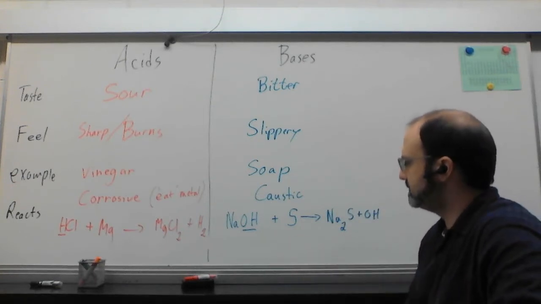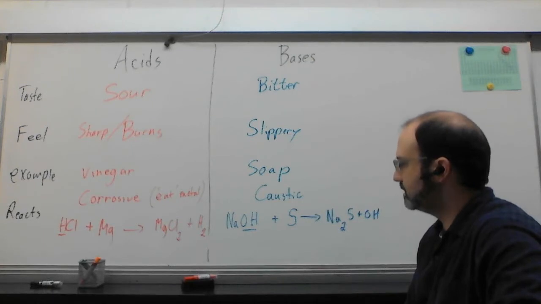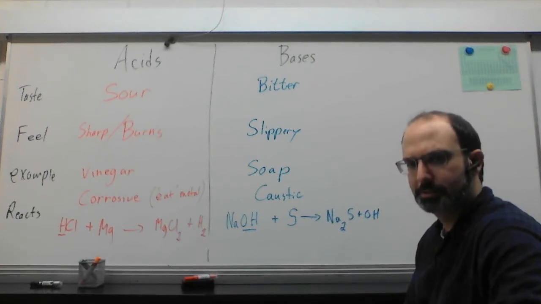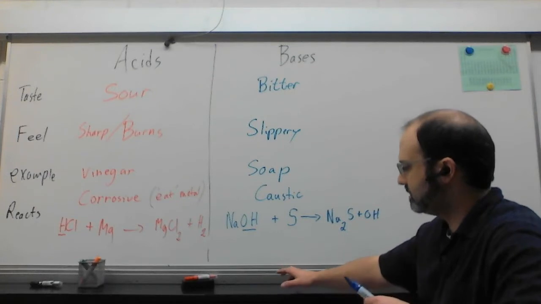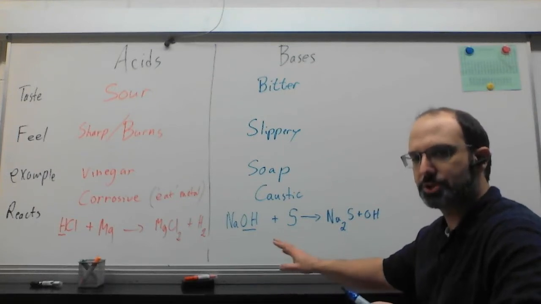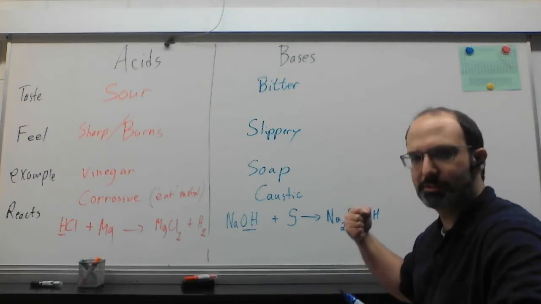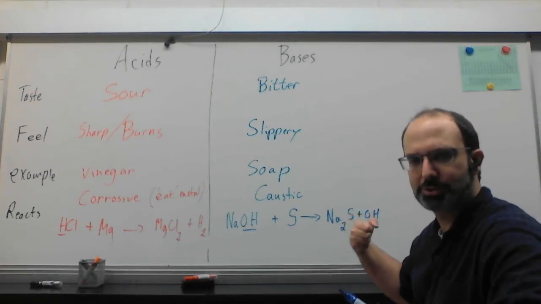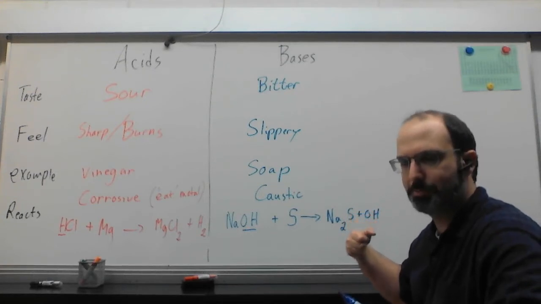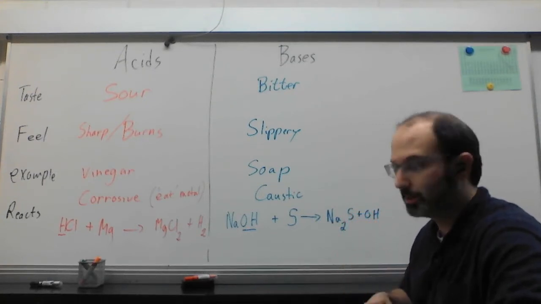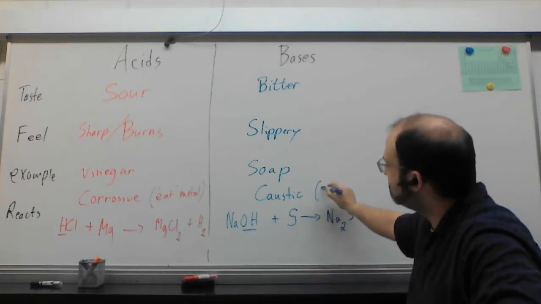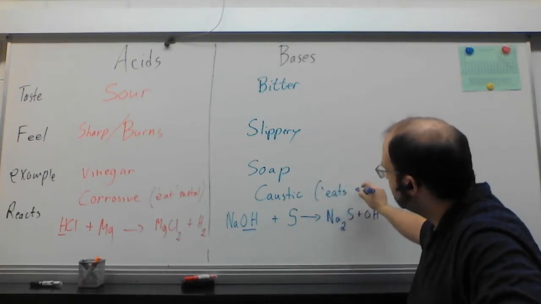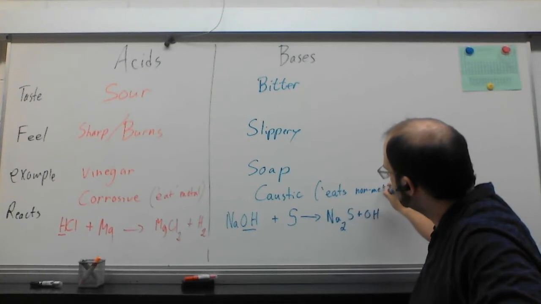This is a single displacement reaction where we are displacing the non-metal. Right? You can imagine I have a brick of sulfur here, and the corrosive agent, the base, pulls the sulfur off and replaces it with an OH. And if there's enough base, it'll do that to all of the sulfur. It will get rid of it. So in some ways, you can say that this eats nonmetals.